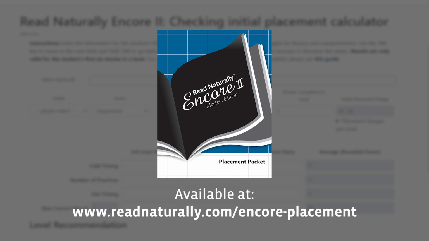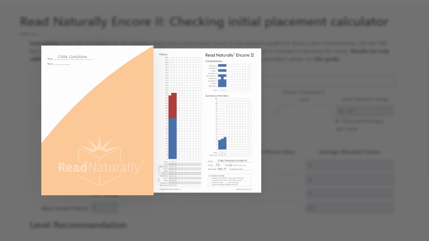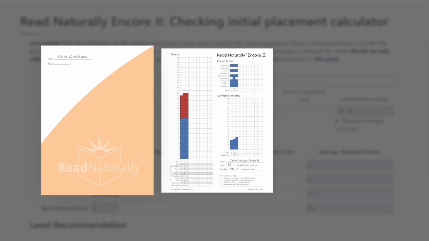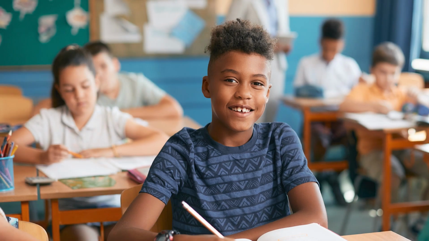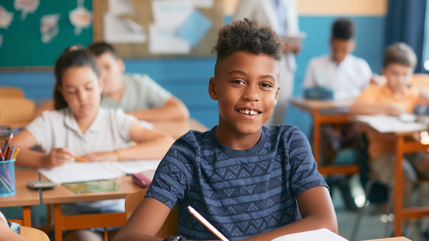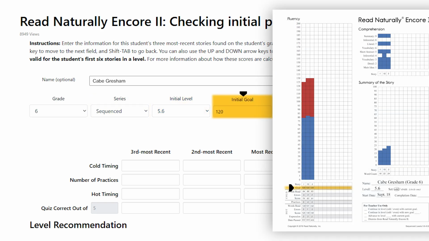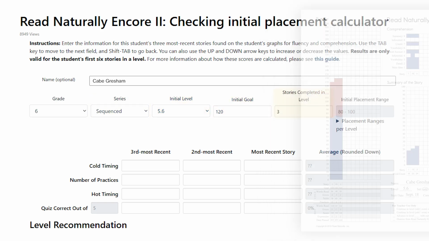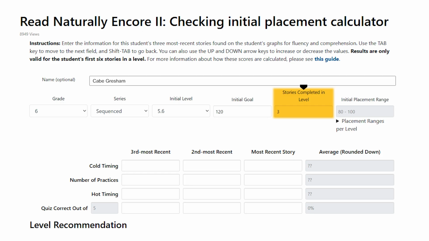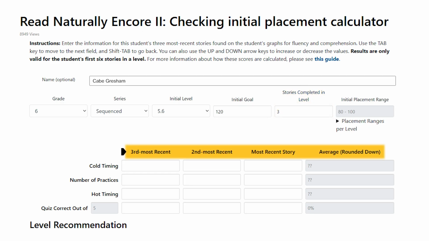Now, Ms. Wells checks the graphs in her students' folders to identify which students have completed 3 stories. First, she finds Cabe, a 6th grader. Ms. Wells transfers his data to the calculator. She begins by entering his grade, series, and level. Then she enters Cabe's goal on the most recently completed story and verifies the number of stories that he's completed. The calculator averages the scores for the student's most recent 3 stories. Using the average helps smooth out variations that can occur from story to story.